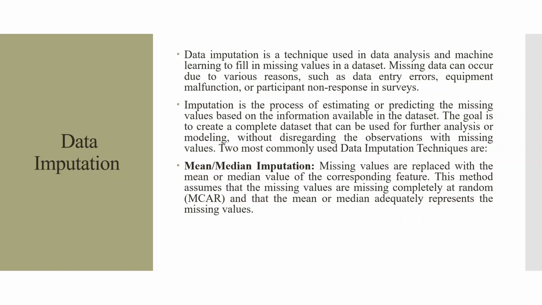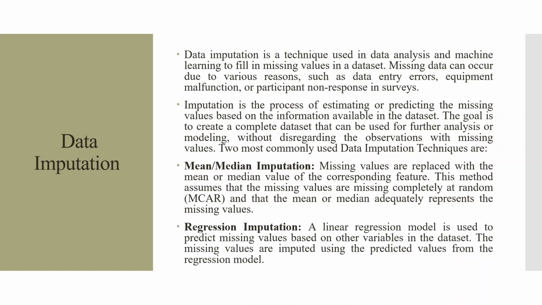Missing values are replaced with the mean or median values of the corresponding feature. This method assumes that the missing values are missing completely at random, that there is no pattern in it, and that the mean or median adequately represents the missing value. Then, another technique is regression imputation. A linear regression model is used to predict missing values based on the other variables in the dataset. The missing values are imputed using the predicted values from the regression model.